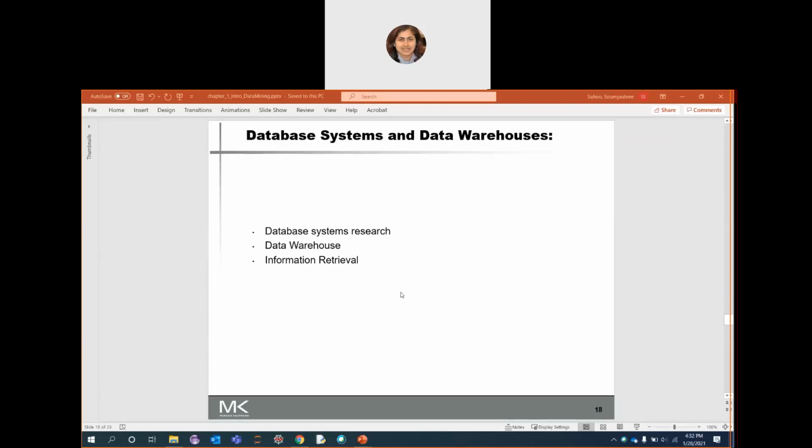Then database systems and data warehouses. Here, database system research focuses on the creation, maintenance, and use of databases for organizations and end users. We just got some idea about the data warehouse and information retrieval as well.